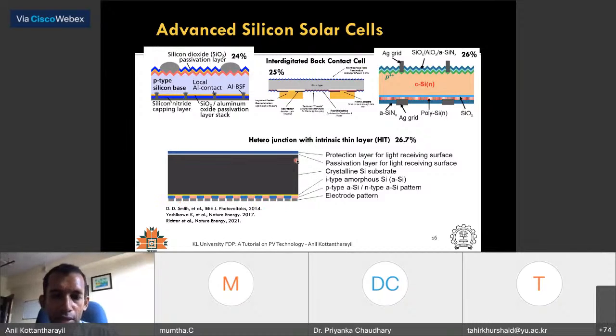Both contacts are on the back side. Here something that is being used is amorphous silicon. So this is silicon, crystalline silicon, but this is amorphous silicon, here as well as on the back side. And then you have an electrode pattern for external connection to external circuitry. So this is the highest efficiency silicon solar cells achieved so far.